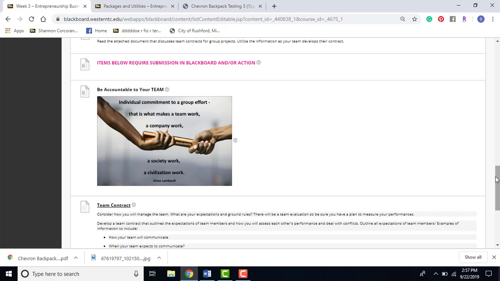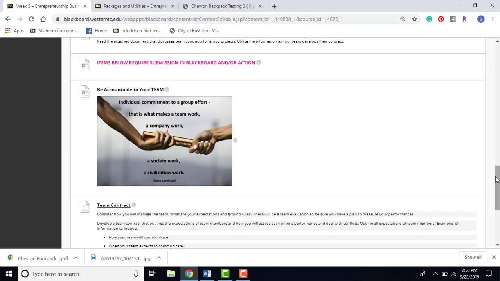But I really want to stress again that with your teamwork, in order to make your project work, to make a company work in the real world, for our society, our civilization to work, you have to be accountable to that group effort. If you're not accountable to your group this term, you will be fired. You will lose your teamwork points.